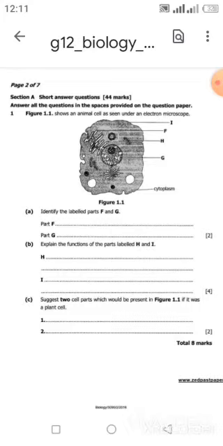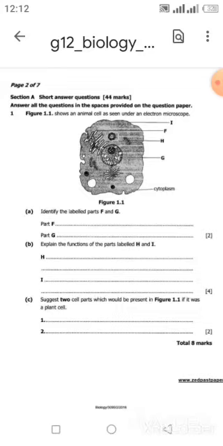Then we have part F. Part F, that's the ribosomes, and the function of the ribosomes is to make protein, or for protein synthesis. Then we have part H. Part H, that's the mitochondria, and the function of the mitochondria is where respiration takes place, or you can say it is to provide the cell with energy, because this is where respiration takes place. And sometimes it is referred to as the powerhouse.